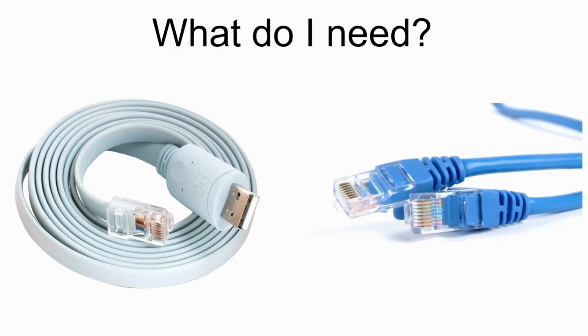Okay, so what do I need? You're going to need either one of two things, depending on how you're going to connect to your FortiGate for the first time. On the left is a console cable, and on the right is an Ethernet cable. Both can be used to access the FortiGate for the first time. The left you will be plugging into the console connection, and the right one you'll be plugging into the management port if your FortiGate has one.